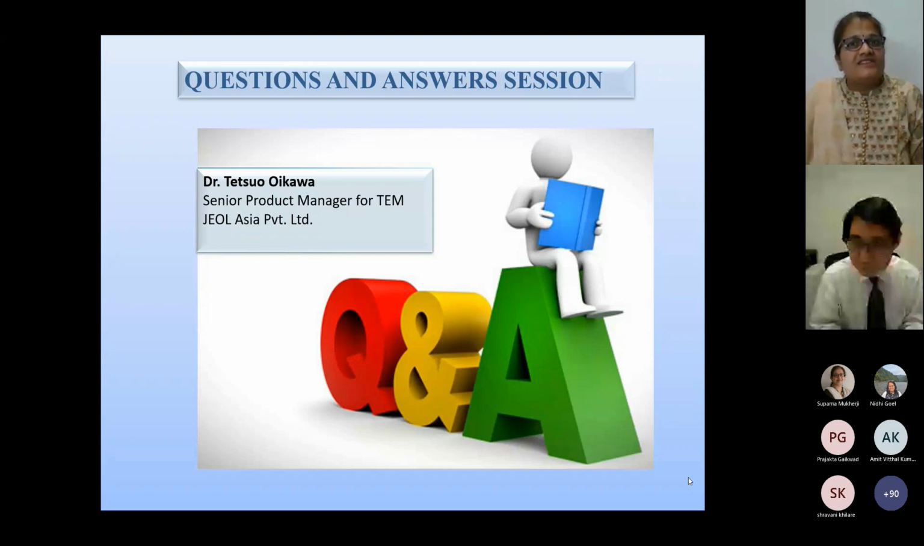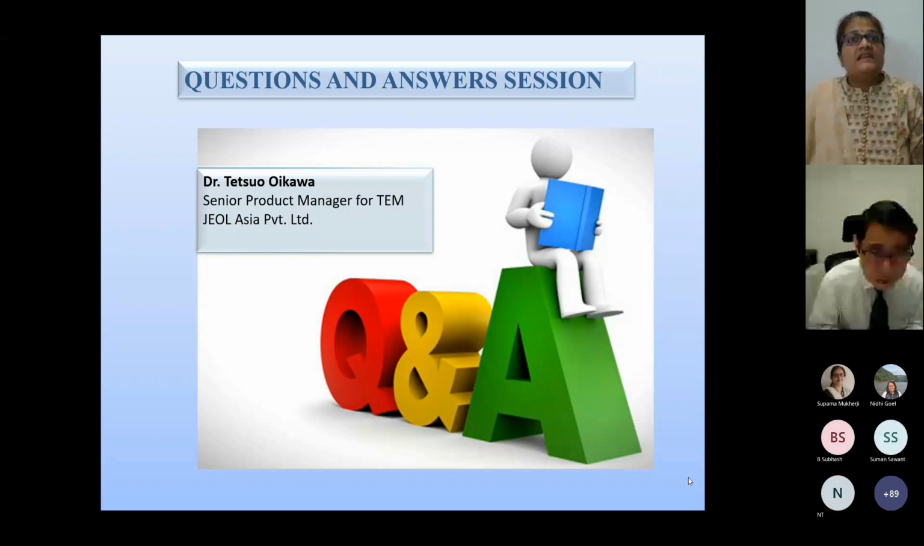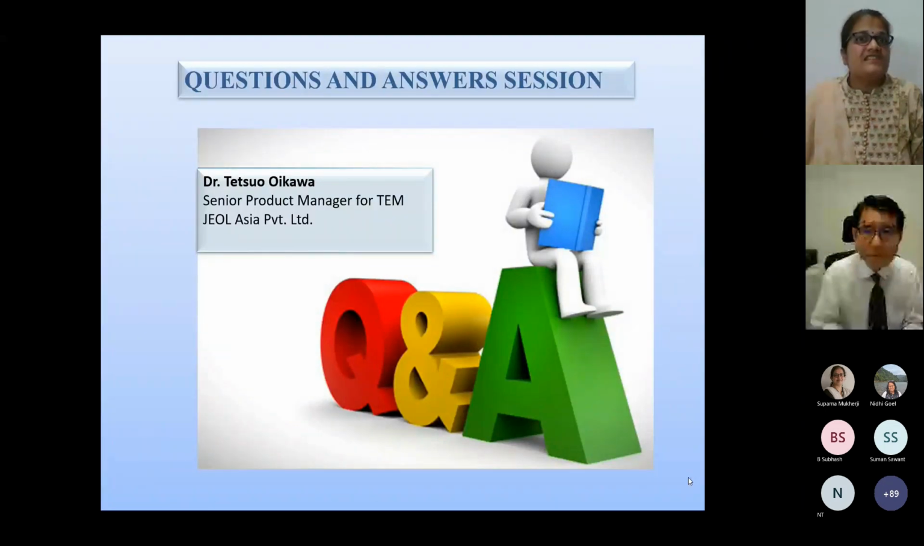Apart from this, we have questions regarding EELS analysis. Sir, kindly comment on element quantification obtained by STEM EDS versus the EELS technique. Okay. Mostly STEM EDS quantification data is presented in research papers. It's a very good question.